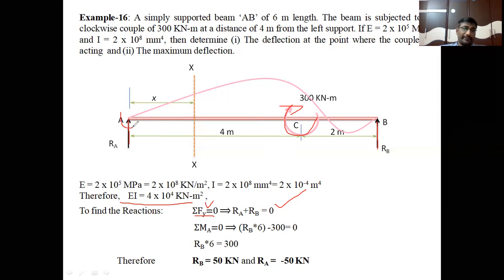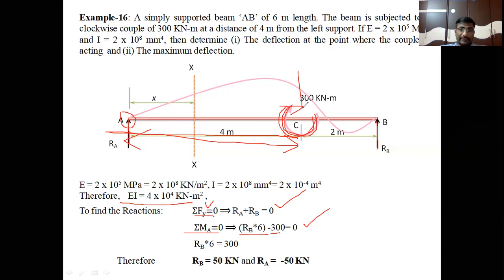Then take the moment at point A, another equilibrium equation, sigma MA equal to 0. If you take the moment at point A, RB into 6 meters distance, force into perpendicular distance, is the moment. RB into 6 is the anti-clockwise moment, which is positive. This is the clockwise moment acting at point C, 300 kilonewton meters. It is a clockwise moment, therefore we take minus 300. You simply substitute this 300. You should not multiply with the distance, because it is not a force, it is already a couple or moment. So minus 300 is equal to 0.